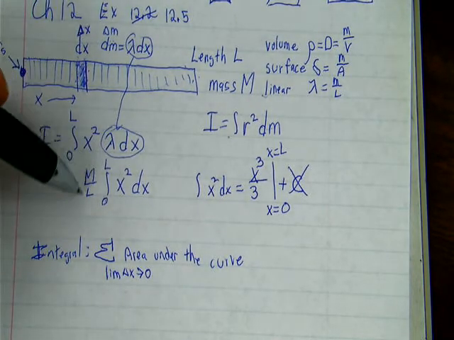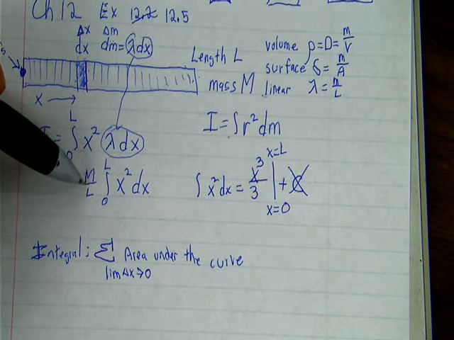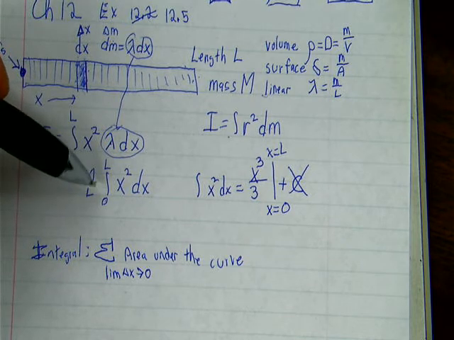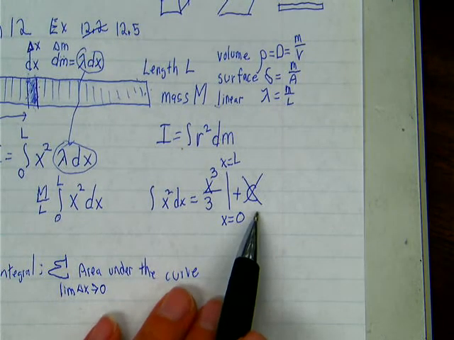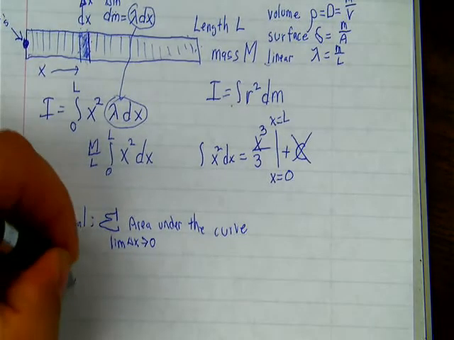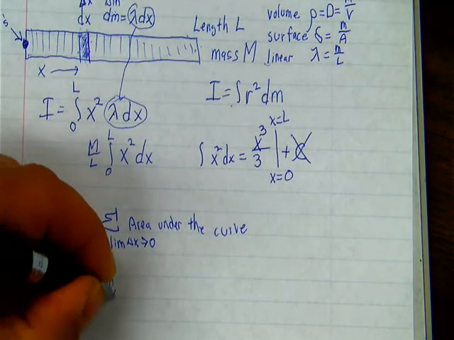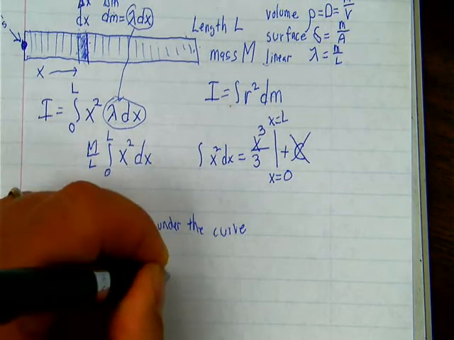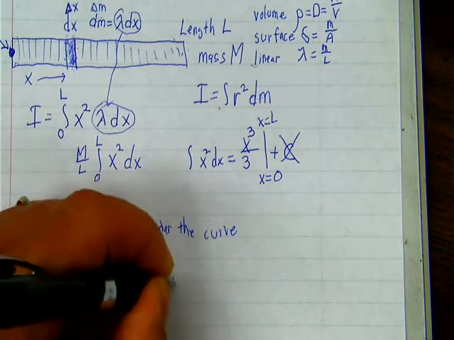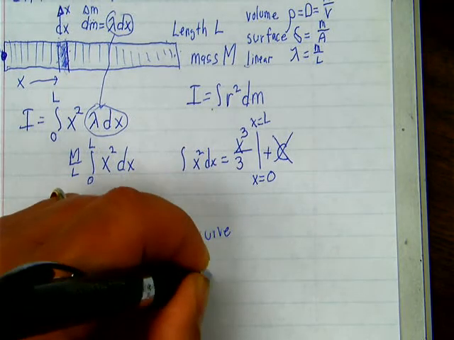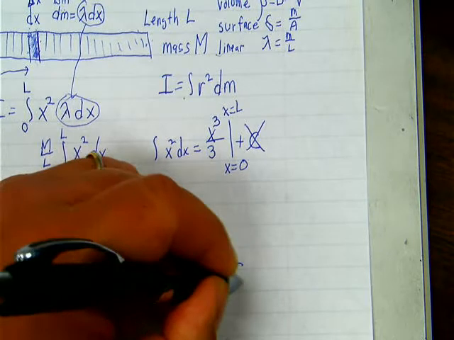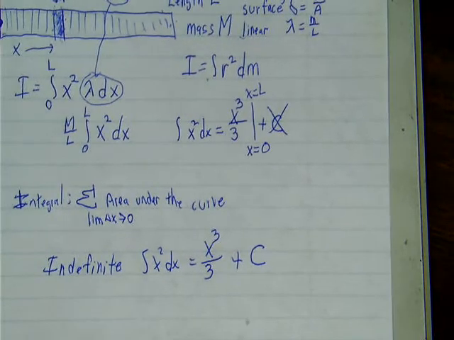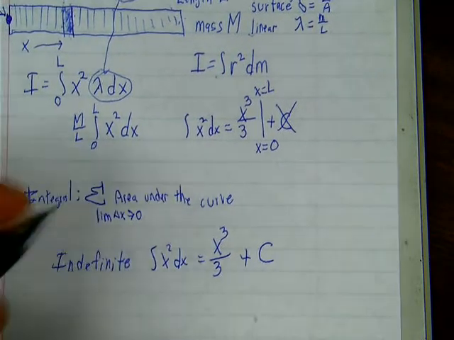So now we have this thing in a form that a math person could look at and say, oh, hey, I know how to do this integral. So in general, there are indefinite integrals and there are definite integrals. Indefinite integrals, for example, the indefinite integral of x squared dx is x cubed divided by 3 plus some constant of integration. Okay, that's indefinite.